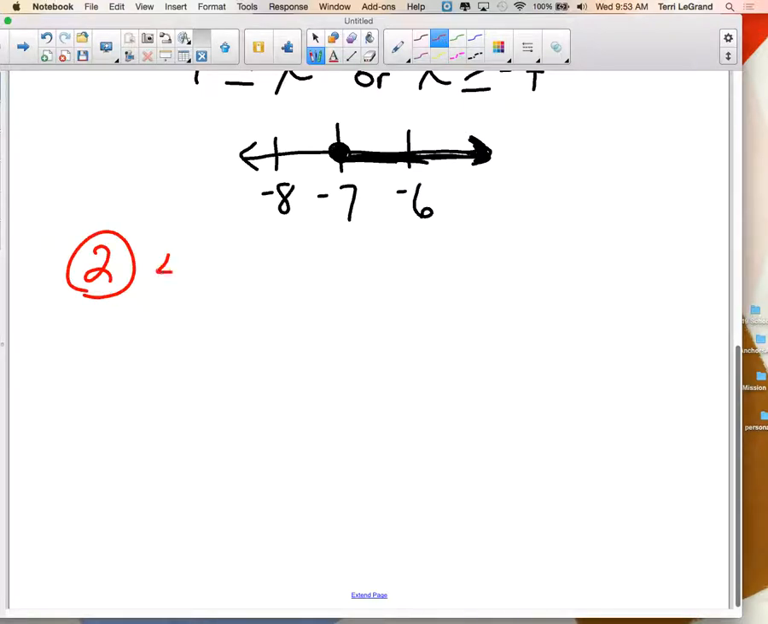Okay, number 2. We are going to solve 4 times the difference of 2 and x is less than or equal to 5 times the difference of x and 2.